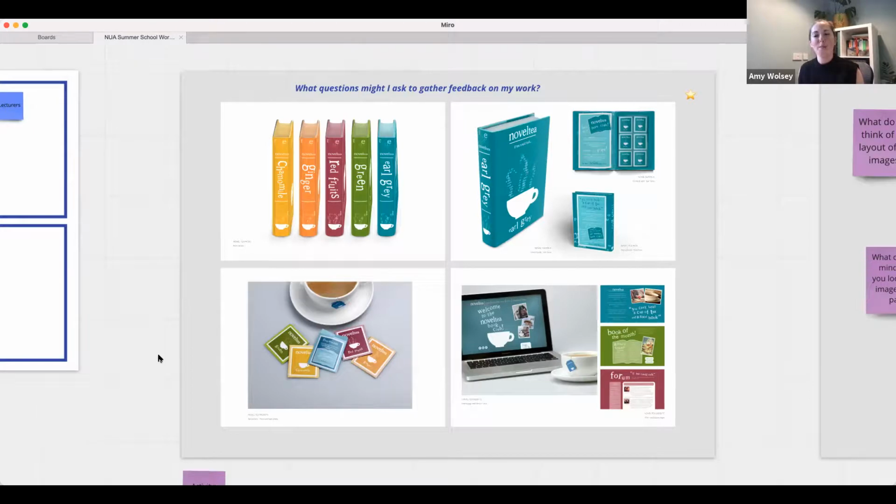So think about asking more open questions. So what are your first impressions? What do you like, dislike about it? Is an excellent way of balancing that question out. What do you like about it?